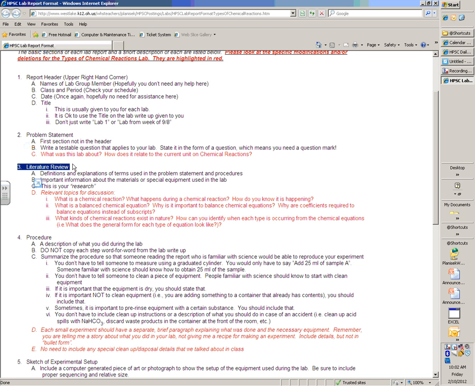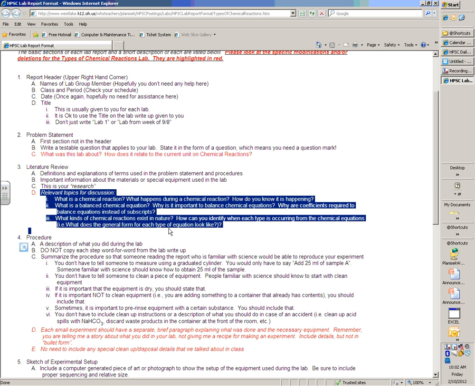Literature review is background information that you needed to answer the questions relating to the lab, make conclusions about the observations that you saw, things like that. Okay? Things that you should include. First, what's a chemical reaction? What happens during a chemical reaction? How do you know it's happening?